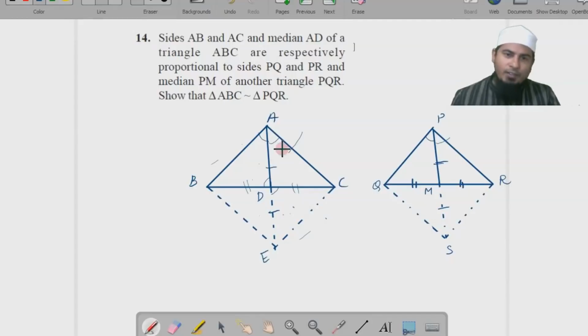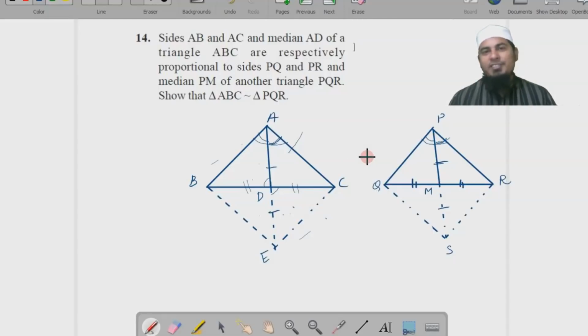Here also I have made a mistake by saying congruency; triangle ABE will be similar to triangle PQS. Then by CPST we will get this angle is equal to this angle, and similarly we will get this angle is equal to this angle. When equals are added to equals, the results will be equal, so the bigger angles we got are equal. Now in triangle ABC and triangle PQR, AB by PQ is equal to AC by PR. Two sides are in the same ratio and the included angle will be equal. These two triangles will become similar by SAS similarity criterion.